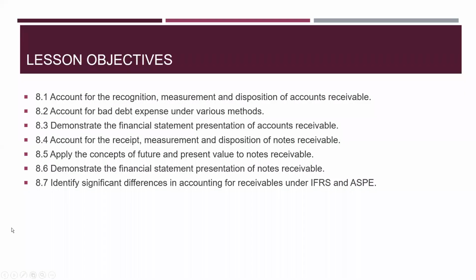Our learning objectives here are to look at how to account for the recognition, measurement, and disposition of your accounts receivable, and how to treat your bad debt under various methods, which are the allowance method and direct write-offs. We'll be discussing those methods. We will be looking at the financial statement presentation of accounts receivable as well as notes receivable, and how to look at the accounting aspect of notes receivable.